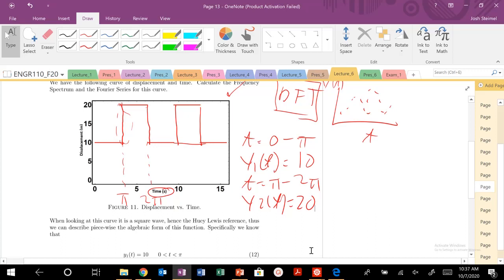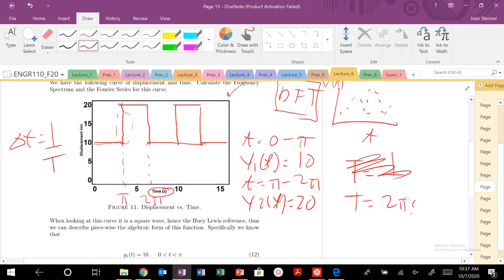So what else can we extract from this graph? My period, the shortest time over which that will repeat, is related to my fundamental frequency, delta f, which is going to be 1 over T. Here I go from flat, up, down, flat again, so that period is 2 pi seconds. So I've got my period, I've got my delta f.